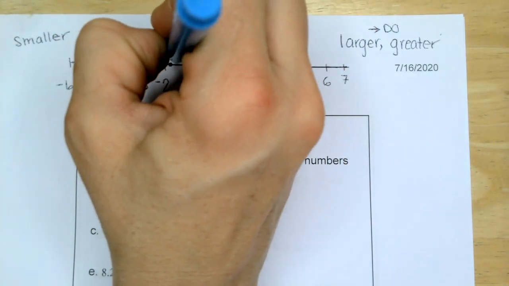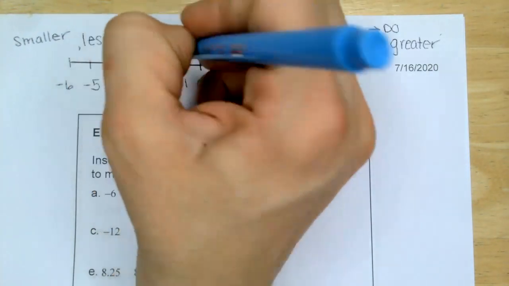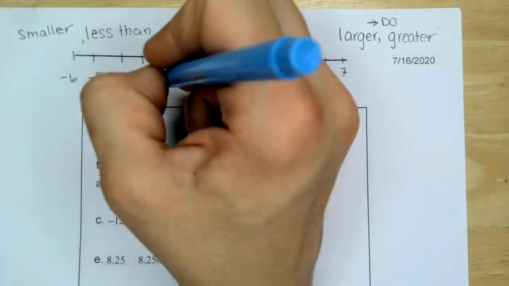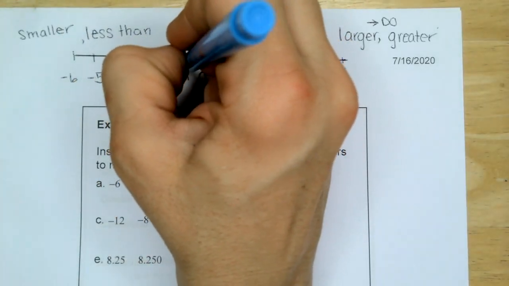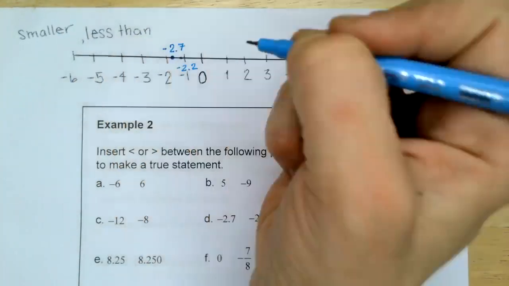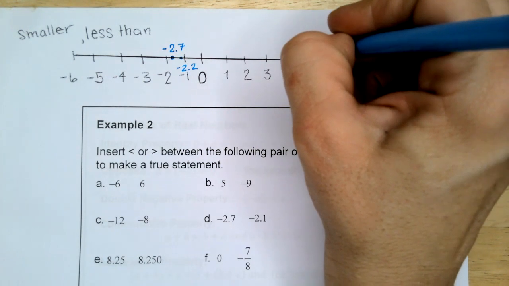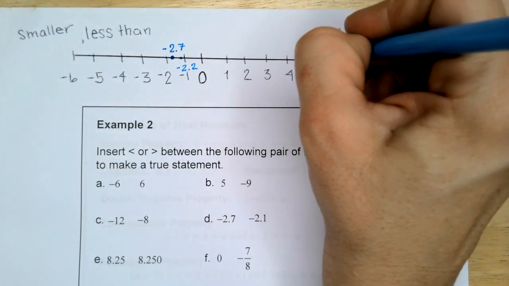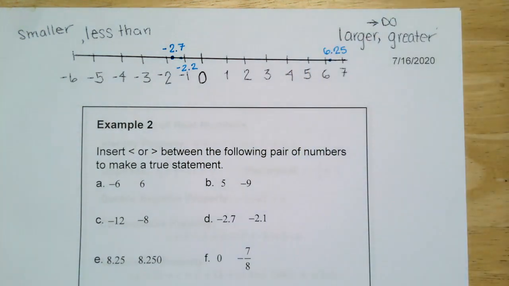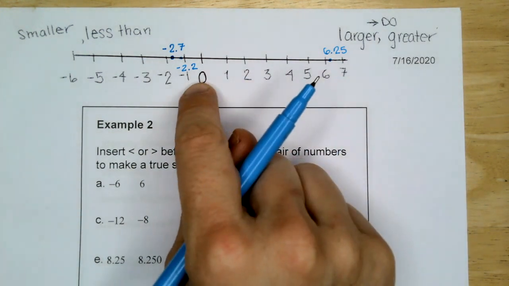You can also, I labeled the whole numbers, but you can imagine the decimal numbers as well. Here's -2.7 maybe, and then here would be -2.2. So all numbers are on the number line. If you continue zooming in, +6.25, you get more and more detail.